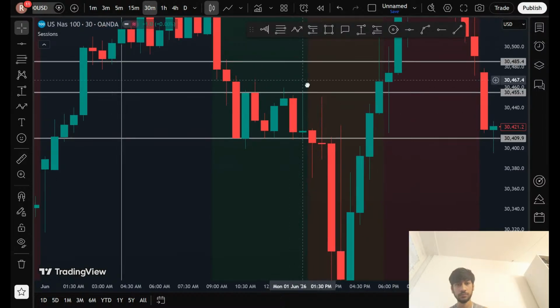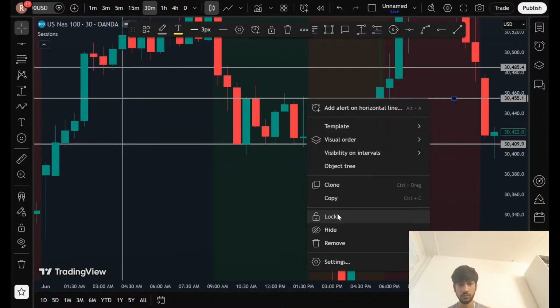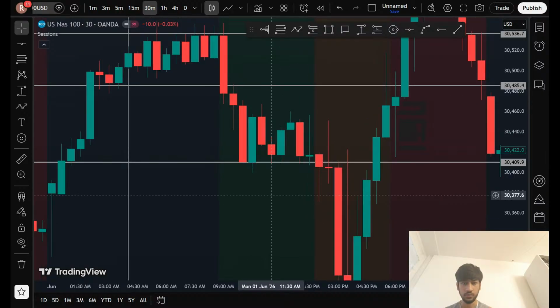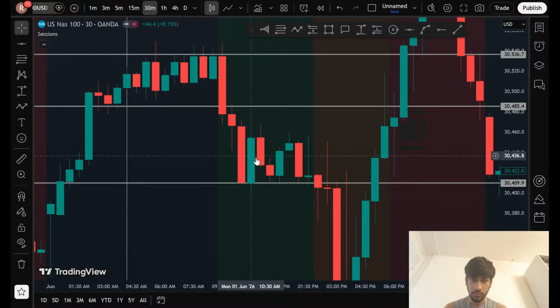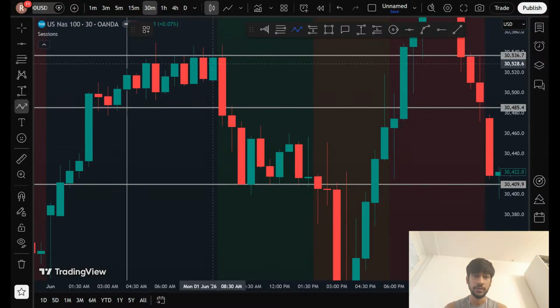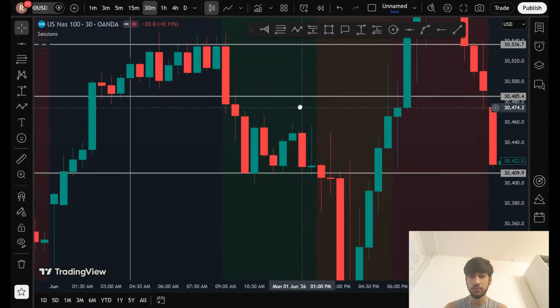We found resistance, we found support. So now what will be our plan? The trend has changed. What's the trend now? The trend is bearish. When the trend is bearish, what do we do? We sell resistance.